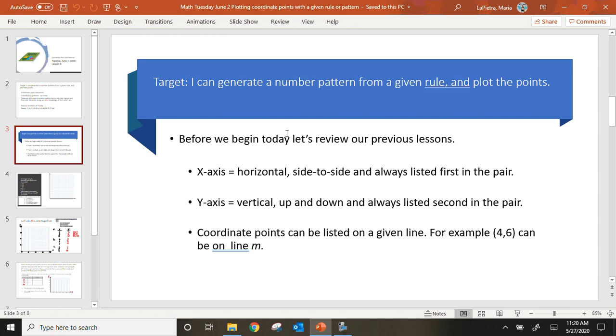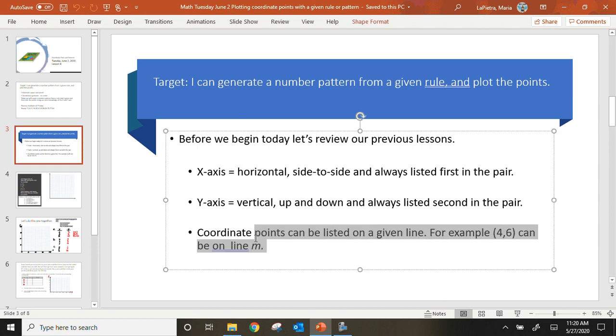Okay, so before we begin today's lesson, let's review our prior lessons, what we did. The x-axis, it's horizontal, side to side, and always listed first in the pair. The y-axis is vertical, going up and down, and always listed second in the pair. So your example, 4, 6. 4 is the x, 6 is the y. Okay, and they can be listed on a given line, and when they're given a line, sometimes they label it with a letter. In this case, I'm showing you it can be on line M, for example.